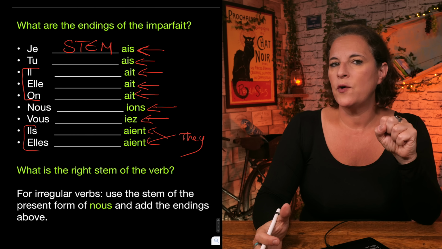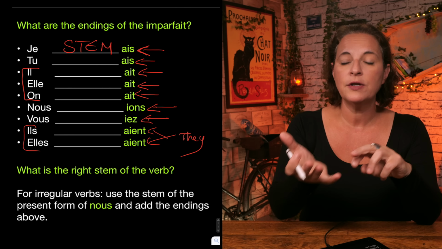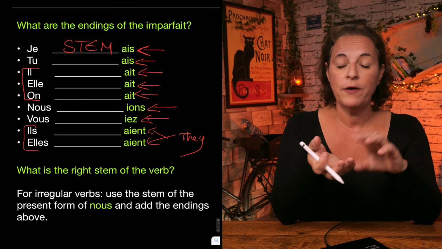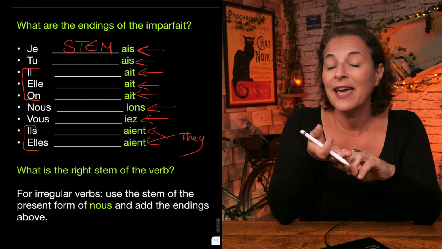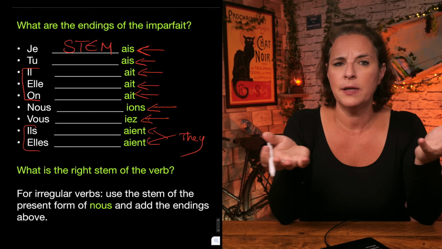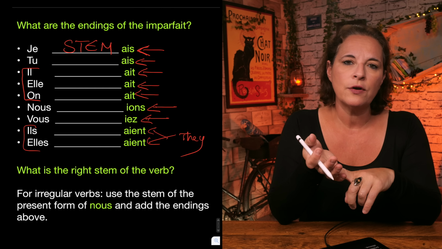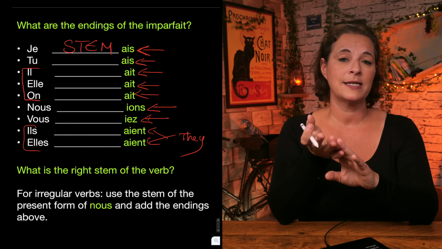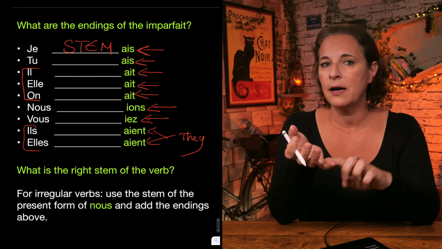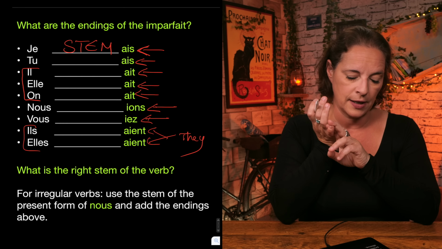Now, how do we form the stem for irregular verbs? We've learned how to do that for regular verbs. We've learned how to do that for IR verbs, which are semi-regular. I mean, they are regular, except that they end in IR. Okay? If you're not familiar with that, please go back to the practice your French, the imparfait with IR verbs. Okay?